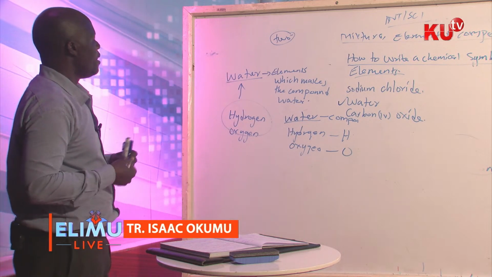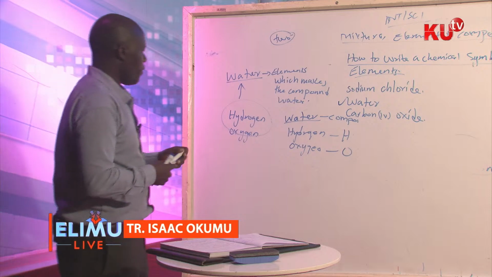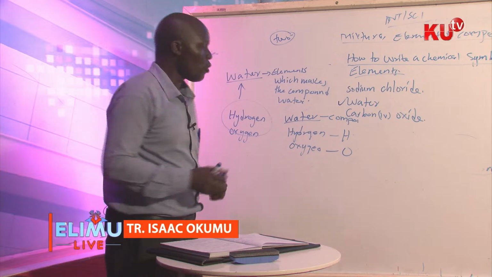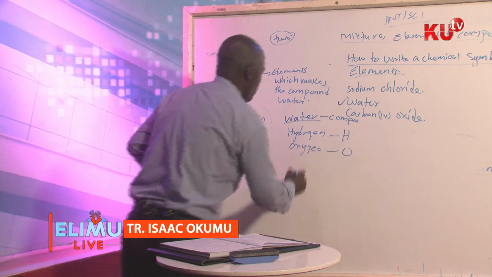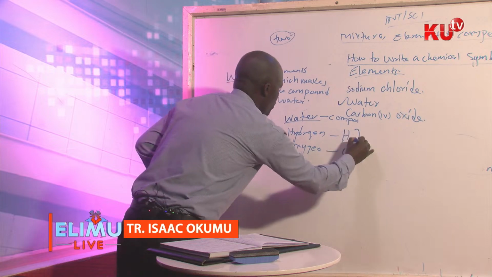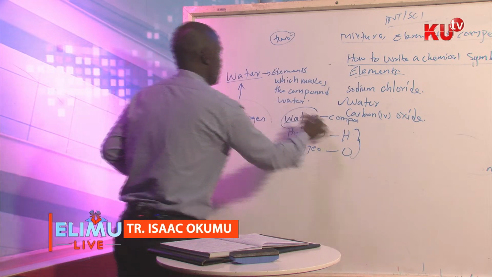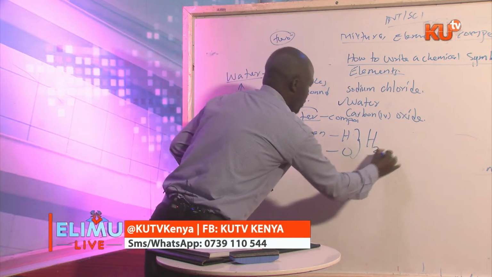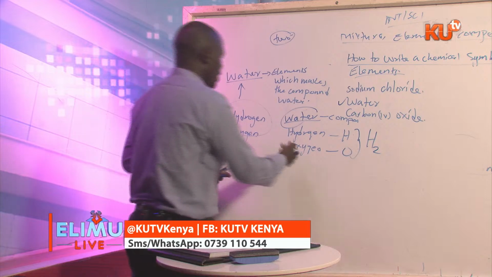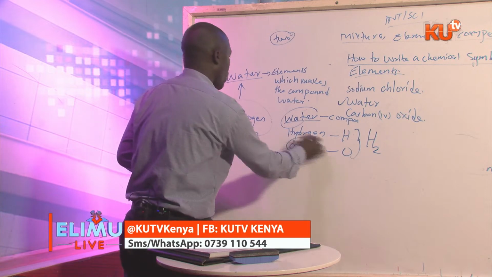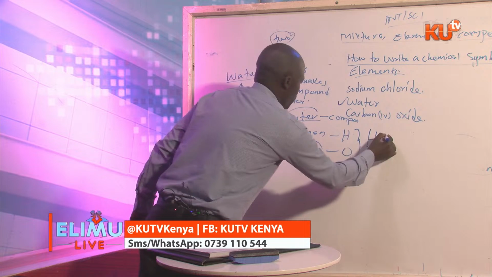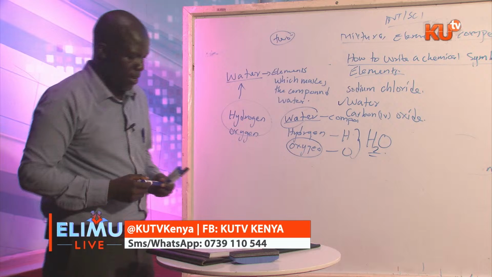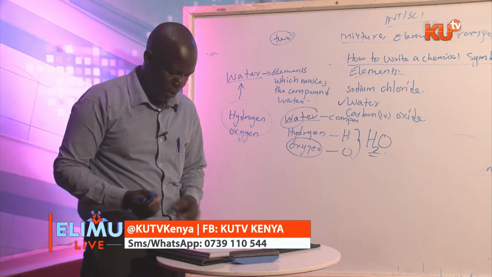But again, the atoms of hydrogen are always 2, and therefore when we want to write the chemical formula for water, we have H, which is for hydrogen. Then there are 2 atoms of hydrogen chemically combined with 1 atom of oxygen, so that we form what we call water. So this is the chemical formula for water, which is a compound.